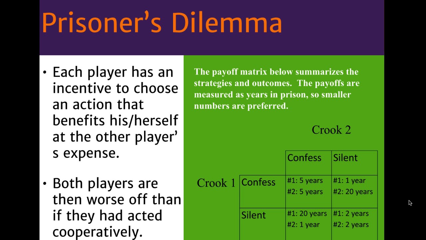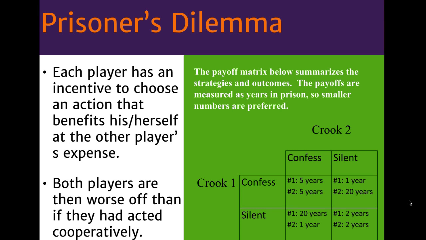Look at it first from Crook 1's point of view. He is better off confessing regardless of what Crook 2 does. If Crook 2 doesn't confess, Crook 1's confession reduces his own sentence from 2 years to 1 year. If Crook 2 does confess, then Crook 1's confession will reduce his sentence from 20 years to 5 years. Either way, it's clear that it's in Crook 1's best interest to confess. And because Crook 2 faces the same incentives, it's clearly in Crook 2's interest to confess as well.